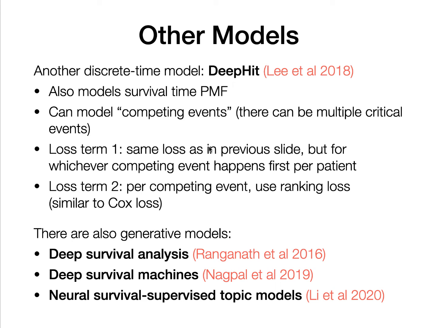Okay? Whereas neural survival supervised topic models can help you figure out how different features relate and how different topics are associated with different survival outcomes. And anyways, it can be nicely interpretable even though it might not achieve the highest accuracy. Okay? So that's all I'll say about that.